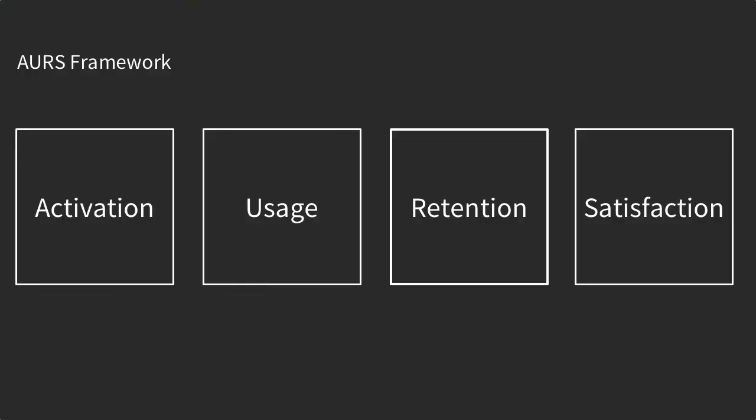To get a very macro overview of what's going on at the product level, I like to use a framework whose acronym is AURS, and that stands for Activation, Usage, Retention, and Satisfaction.